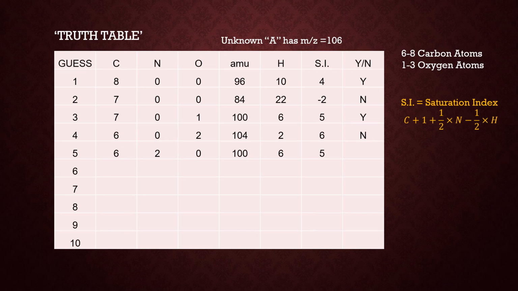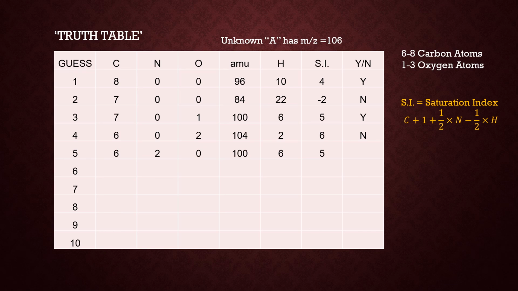For my fourth and fifth guesses, I'll add another oxygen just for fun, but to get the masses down, I'll take away a carbon, so I'll have 6 carbons, 2 oxygens. That gives me a total AMU of 104.